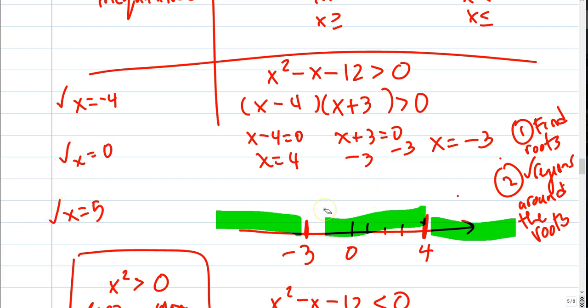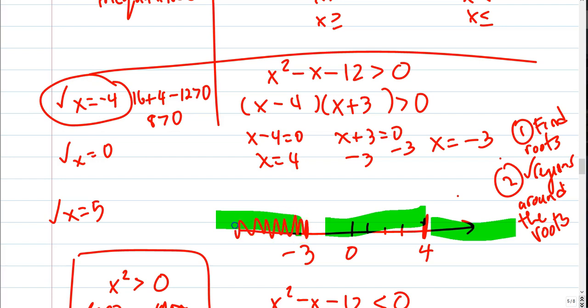Plugging in a negative 4. Negative 4 squared is 16. Minus negative 4 is plus 4. Minus 12. That gives me 20 minus 12. 8 is greater than 0. Negative 4 is one of our solutions. What does that mean? We will shade to the left of that key point. How do we know? Well, because if negative 4 is greater than 0, negative 5 will also be greater. Negative 6 will be greater. Anything to the left of this will be greater. Okay?